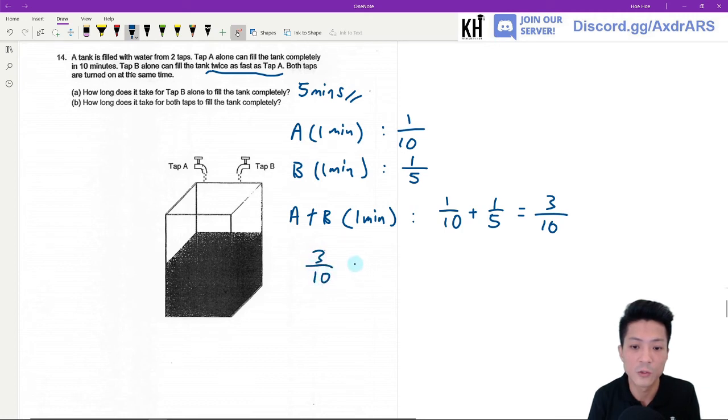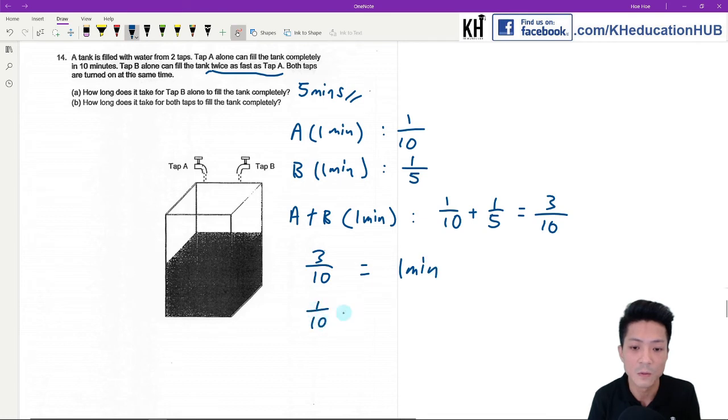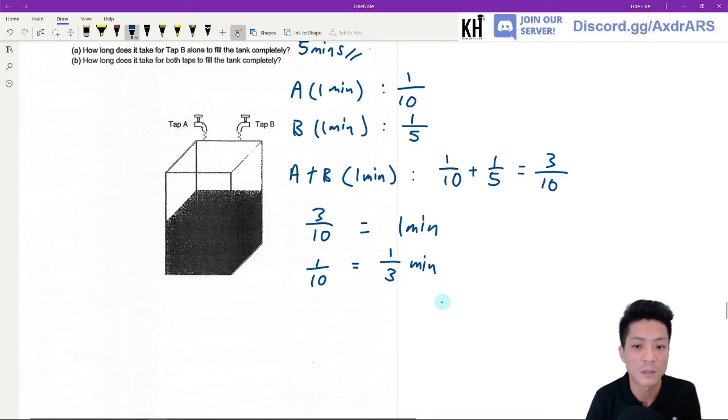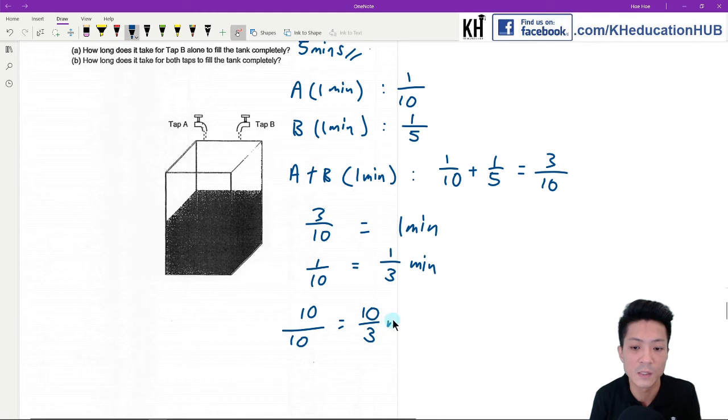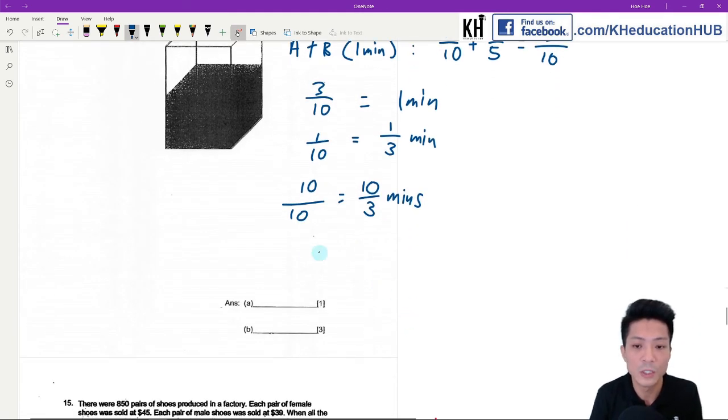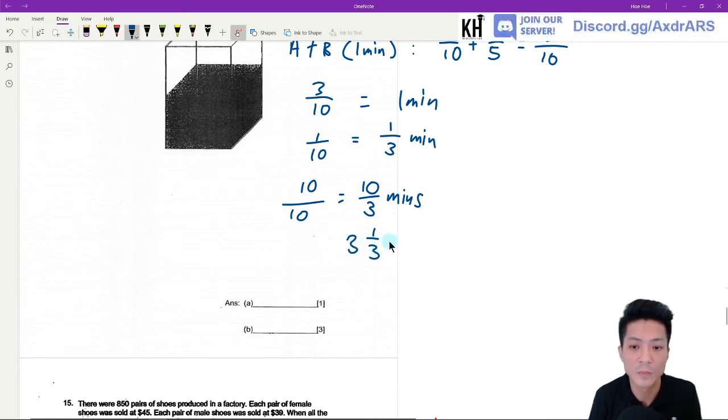Okay, so if 3/10 is equal to 1 minute, 1/10 will be equal to 1/3 minute. The total amount of time taken to fill up the whole tank is 10/3 minutes. Changing 10/3 to a mixed number will be 3 1/3 minutes. So that's the answer for part B.